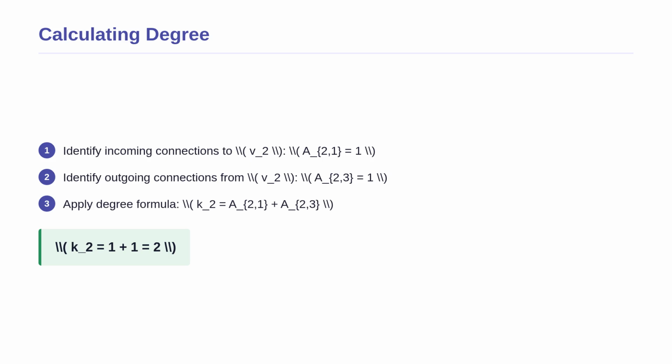Let us apply this formula to our glycolysis example. We want to find the degree for our second node, glucose 6-phosphate. We look at its connections. It has one incoming connection from the first node, glucose. It also has one outgoing connection to the third node, fructose 6-phosphate. Adding these together, 1 plus 1, gives us a final answer of 2.